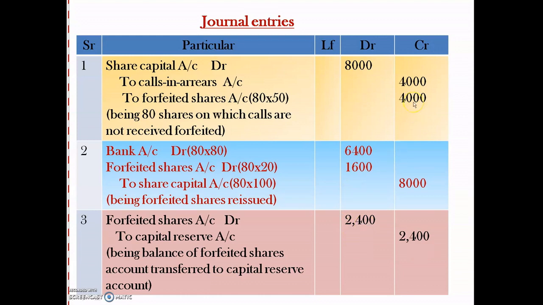Okay, credit amount, we have to take forfeited shares account credit amount, and forfeited shares account debit balance. Difference between these two will be transferred to capital reserve account, and difference will come here 2400. Okay, forfeited shares account debit 2400 to capital reserve account, that is 2400. Balance of forfeited shares account transferred to capital reserve account. So like this we have to make the entries for reissue of shares.